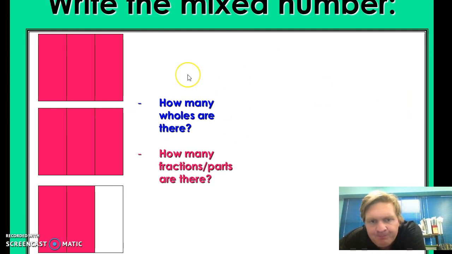Another example. How many whole numbers are there fully shaded? 1, 2, 2. How many parts have I got left? 2. How many is each whole broken into? 3. Answer, 2 and 2/3.